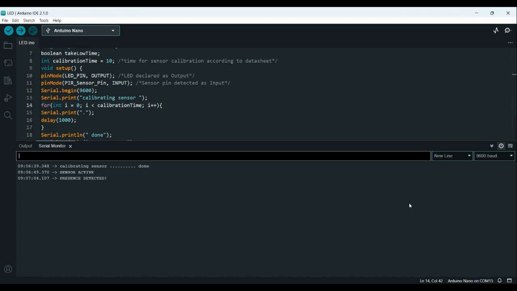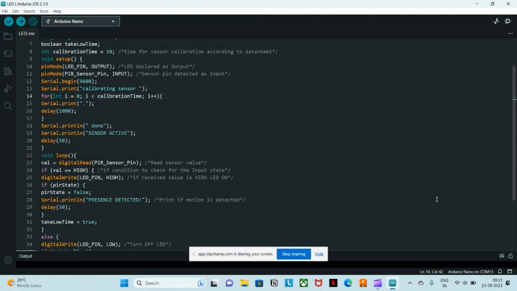Here in the serial monitor, we can see that the presence was detected, and when I remove the hand, it's all clear now. So this is how we are going to tackle the problem that will ultimately prevent the underloading and overloading of the wagons. Thank you.